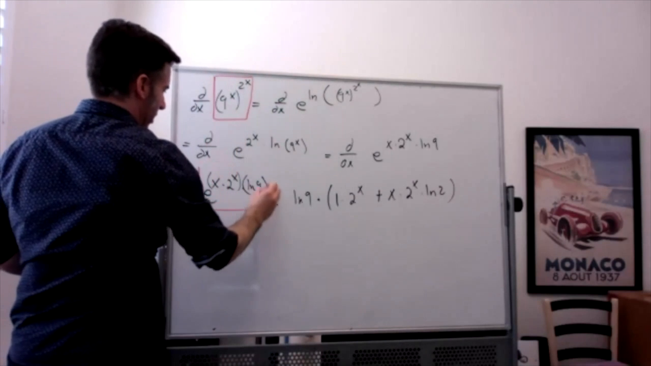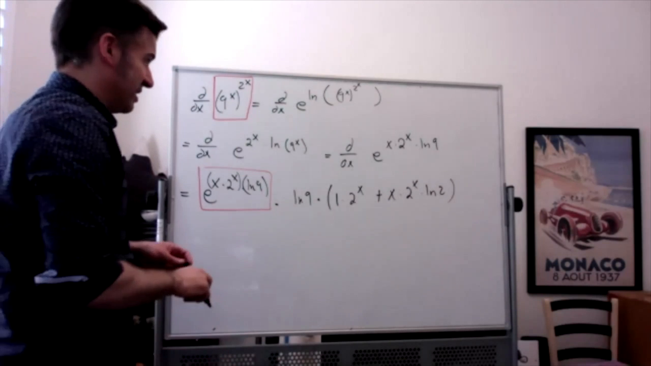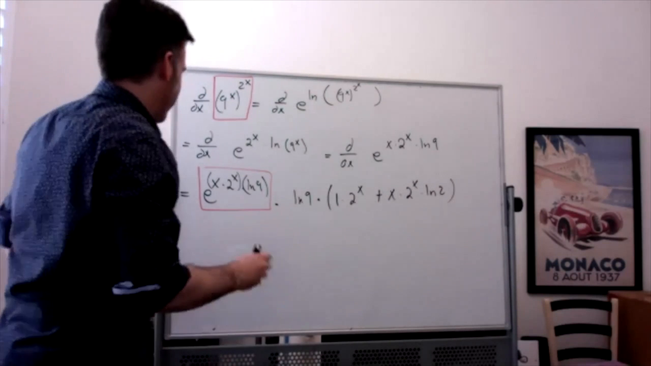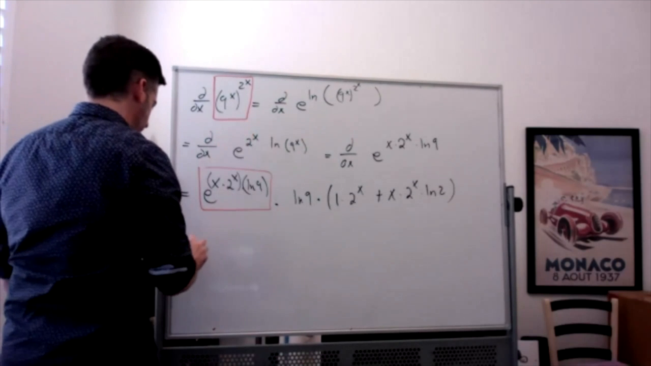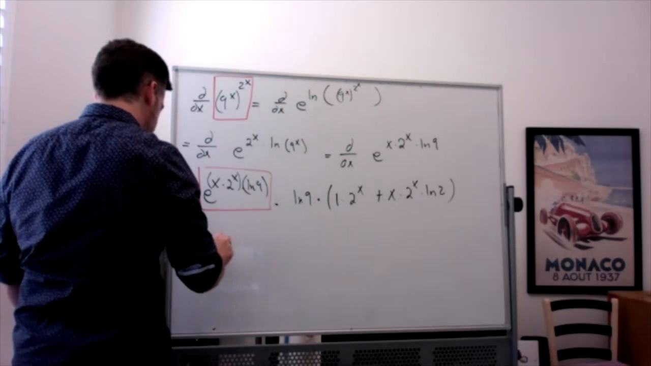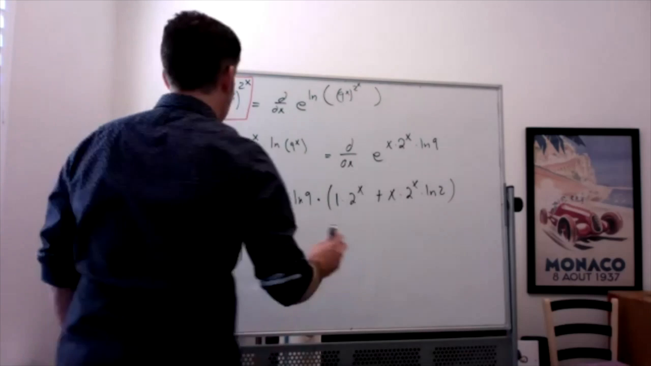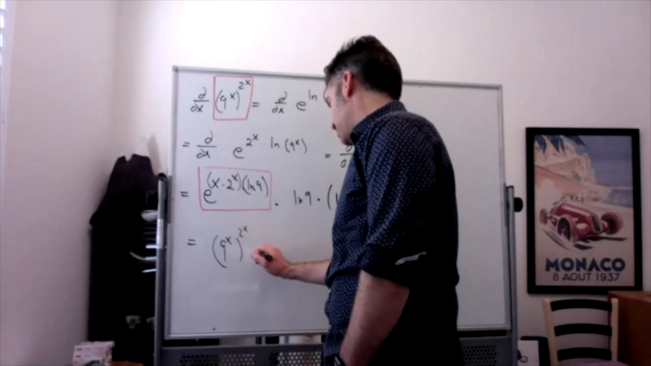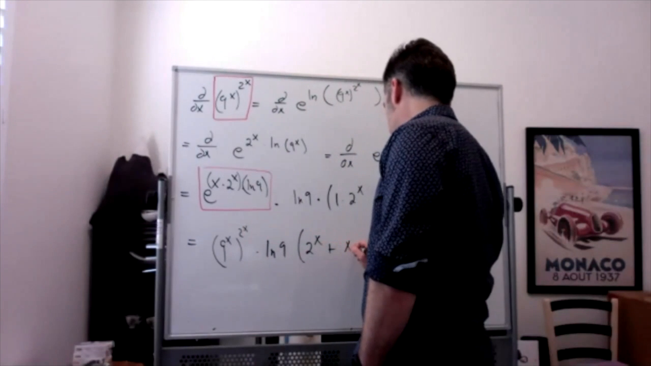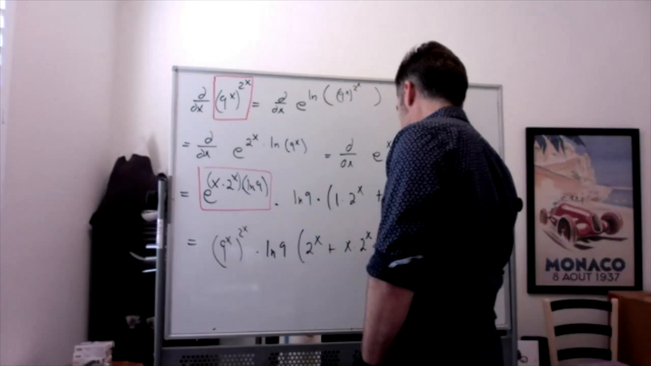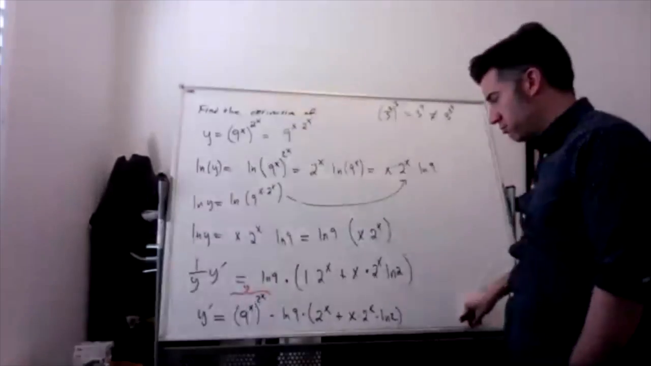I don't think you would lose points for writing it that way, because it's technically the same thing and correct. But it is very much standard practice to rewrite this as the function you started with, because that's what it is. I should say rewrite it so that it looks the same as the function you started with. So it's 9 to the x times 2 to the x times the natural log of 9 times 2 to the x plus x times 2 to the x times natural log of 2. Gross, but the same.